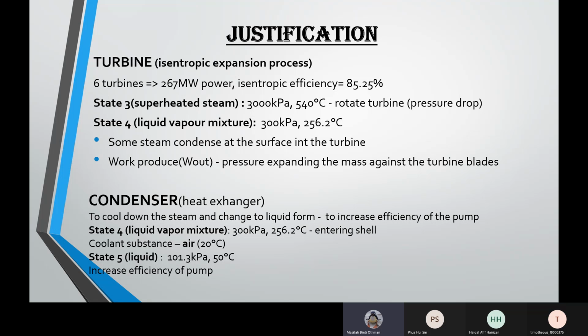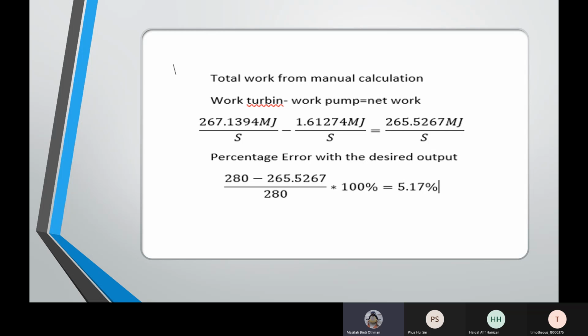So next, for the total work of the manual calculations, we have the net work of 265.5267 megajoule per second, which is megawatt, and the percentage error of the output is 5.17%. So in order to increase the efficiency, we need to decrease the percentage error of the desired output. So next is the recommendation.